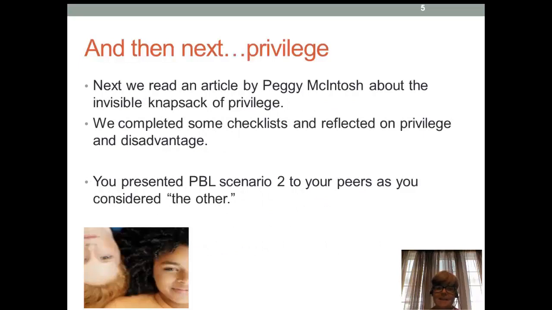And then next, privilege. Next, we read an article by Peggy McIntosh about the invisible knapsack of privilege. We completed some checklists and reflected on privilege and disadvantage. You presented PBL Scenario 2 to your peers as you considered the other.